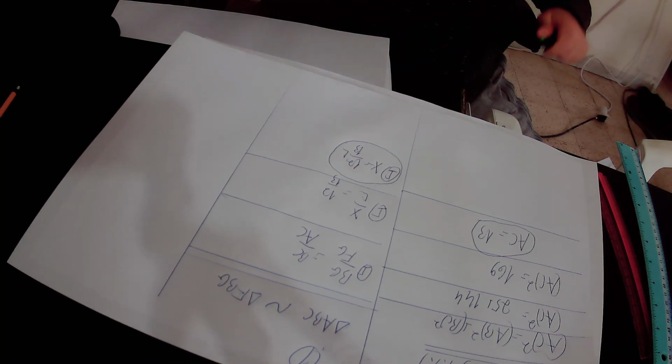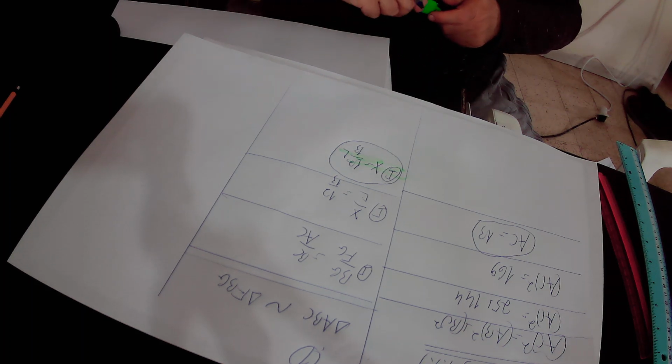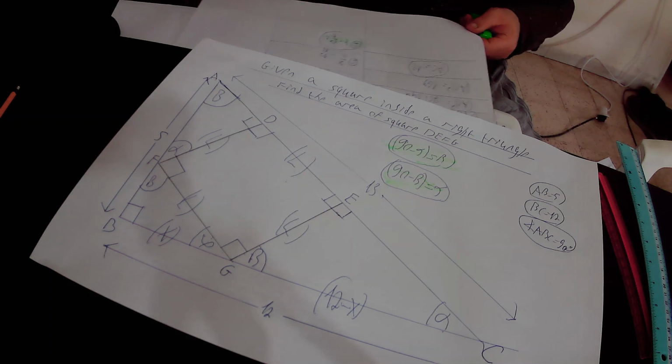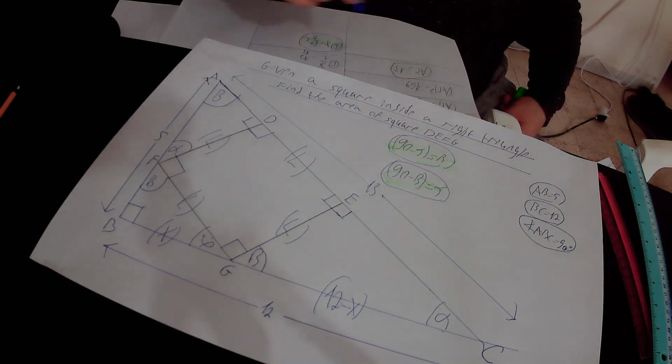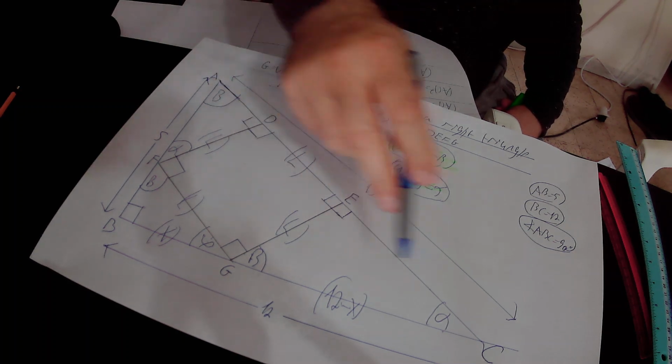According to equation 1, x equals 12 over 13 times L. Likewise, we know that the big right triangle ABC is similar to this right triangle, triangle AGC.